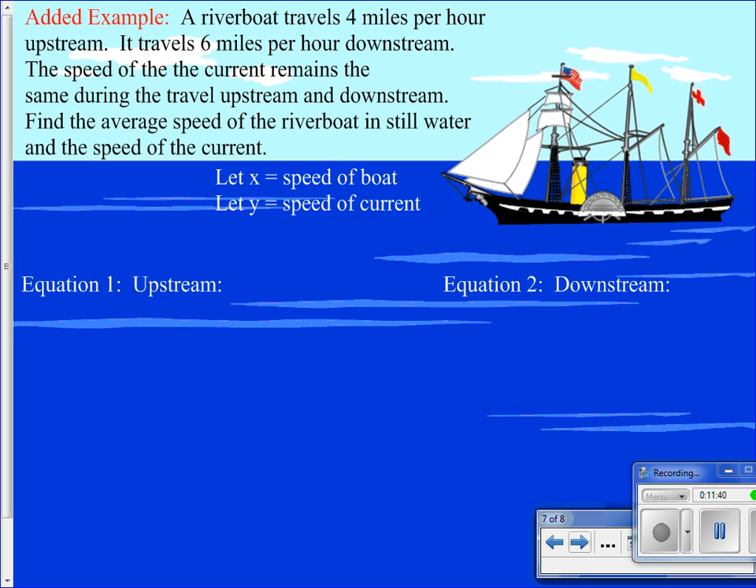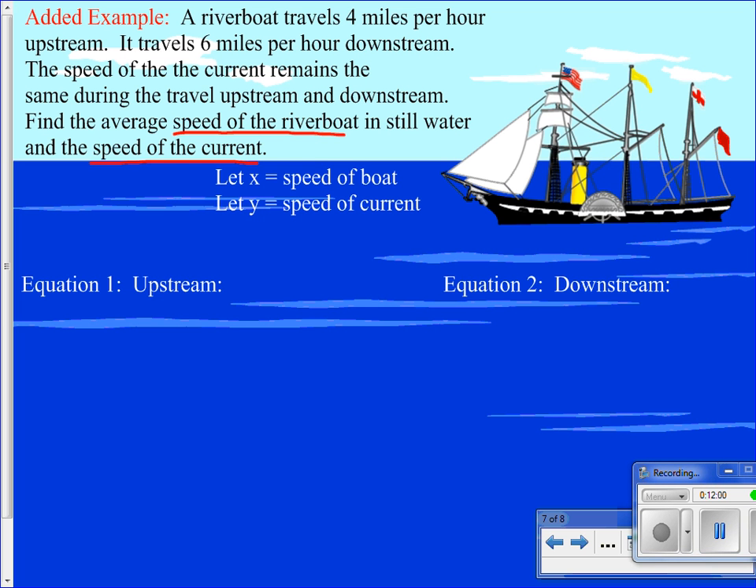But a river boat travels 4 miles per hour upstream. It travels 6 miles per hour downstream. The speed of the current remains the same during the travel upstream and downstream. So we're going to find the average speed of the riverboat in still water and the speed of the current.